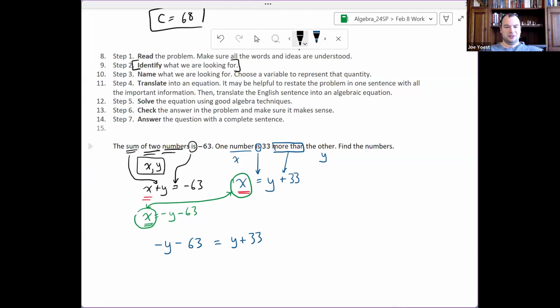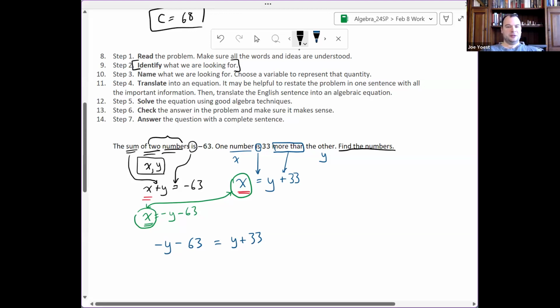So first, read the problem. The sum of two numbers is negative 63. Again, we see this two numbers. That's a little different than what we saw last time. One number is 33 more than the other. Find the numbers. What are we looking for? We're looking for the two numbers, right? Find the numbers. Name what we're looking for. We'll call it X and Y. So X is one number, Y is the other number, and translate into an equation.